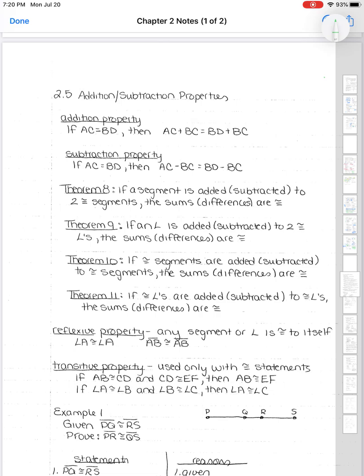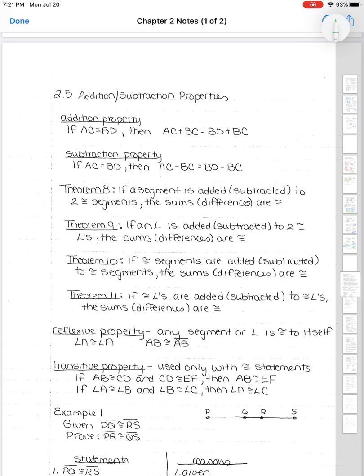So as we continue to add more and more properties and more theorems to our bank of stuff to use for proofs, the next few sections, 2.5, 2.6, 2.7, and 2.8, are going to add a bunch of stuff. And then we just go full-blown proofs in chapter 3 when we talk about congruence. So the few more properties we have to add are the addition property and the subtraction property.